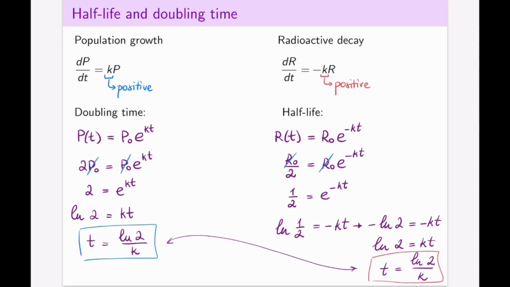So if I insist on keeping the constant positive and including a separate minus, then the concept of half-life in radioactive decay is very analogous to the concept of doubling time in the population growth example, to the point where the way to calculate them is going to lead to the exact same formula. Now, once we have derived the formula, we can actually use the formula directly.